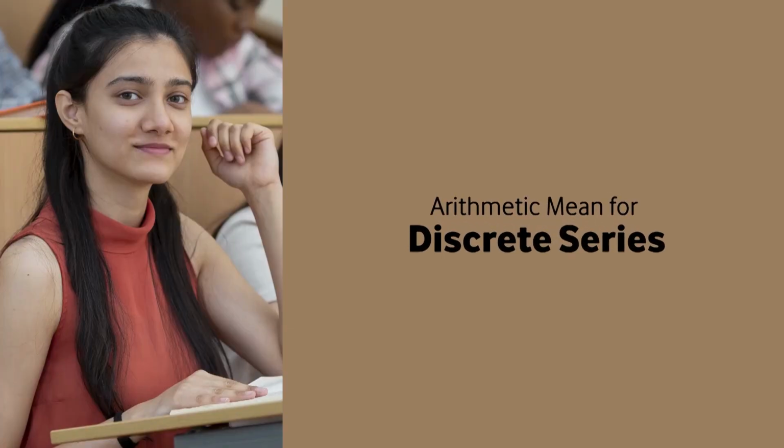Is it fine? Alright. Now, let us move on to another example with a different data set. Earlier, in the previous example, we saw how to calculate arithmetic mean in an individual series. Now, we are talking of discrete series. As I said, in a discrete series, what happens? The number of observations for one particular variable may be very many.